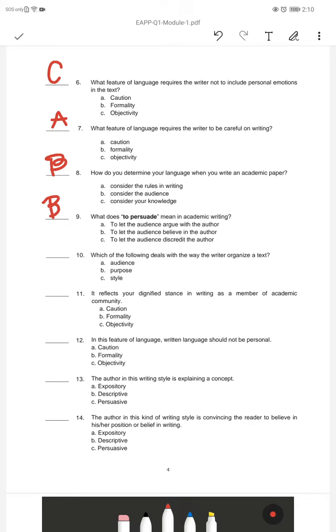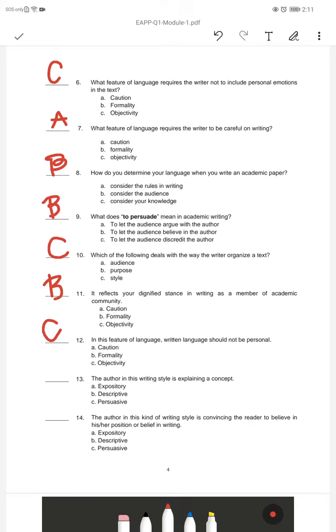10th item. Which of the following deals with the way the writer organized a text? The answer is C. Style. 11. It refers to your dignified stance in writing as a member of an academic community. The answer is B. Formality. 12. In this feature of language, written language should not be personal. The answer is C.